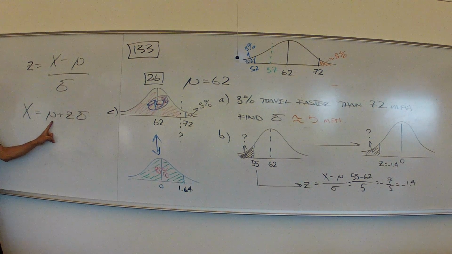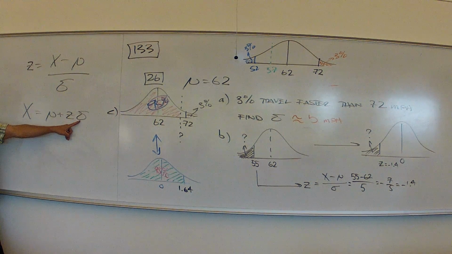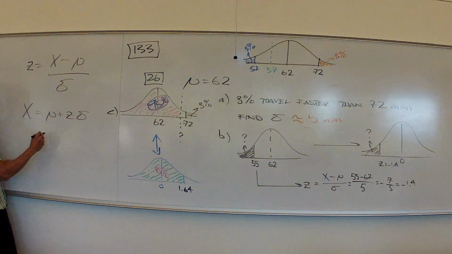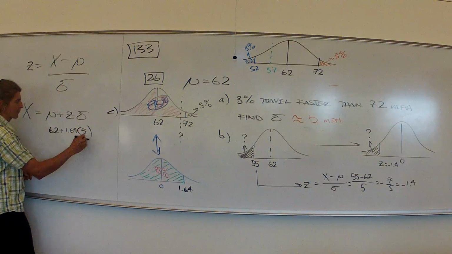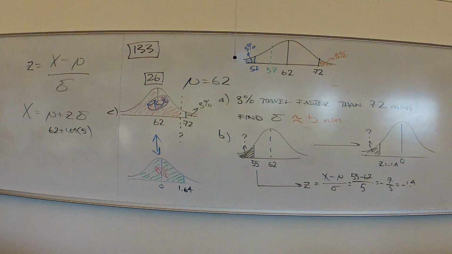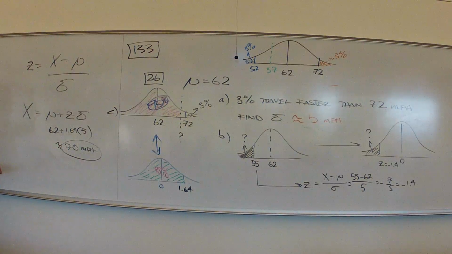You've got the average speed of 62. You know you've got to go out 1.64 standard deviations, and one standard deviation is 5 miles an hour. So you just plug and chug at this point. 62 plus 1.64 standard deviations times 5, 7.8, yeah, 70 miles an hour, is that what you're saying, Big Mike? 70.2, we'll call it about 70. 70 miles per hour, friends.